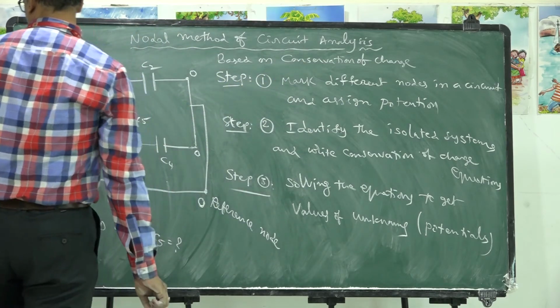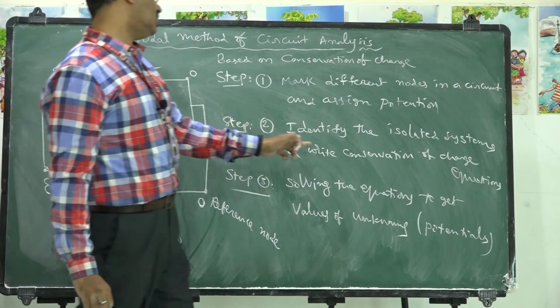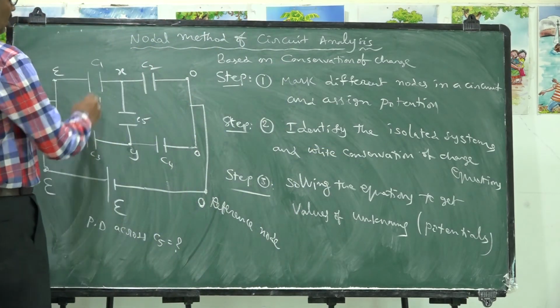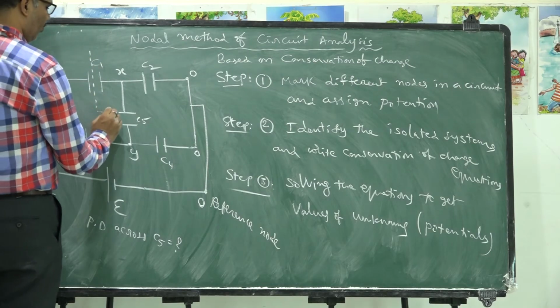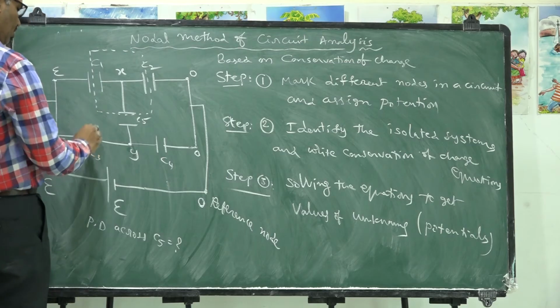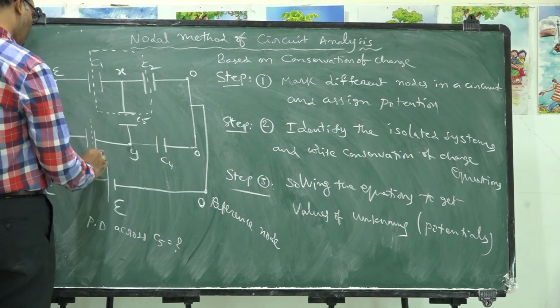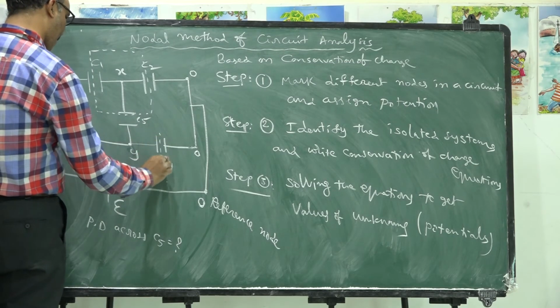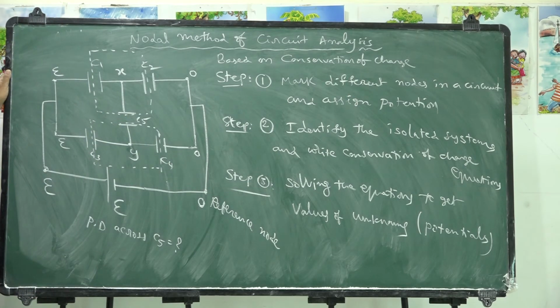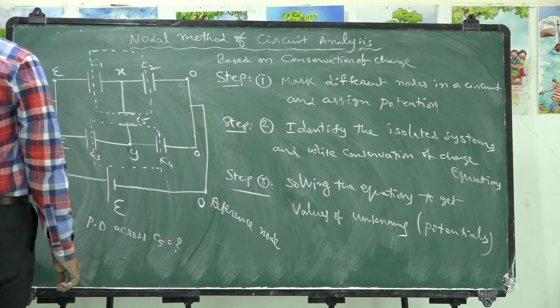What is the second step? You should identify the isolated systems and write the conservation of charge equations. So here is an isolated system. If you observe clearly, it is an isolated system. One more isolated system you can observe here. I identified 2 isolated systems. Next, we should assign the charge.